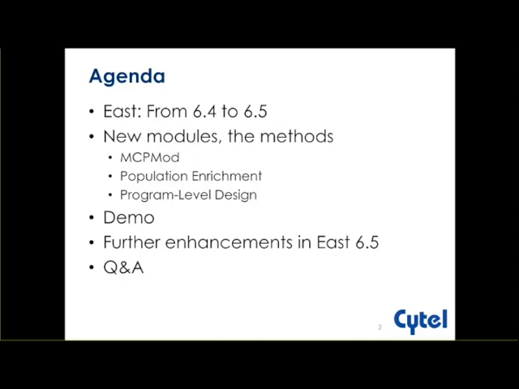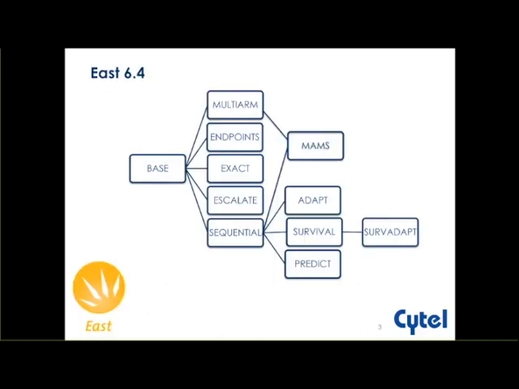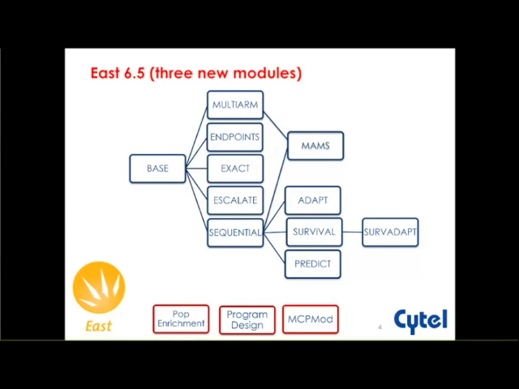So going into IST 6.4, this is the current version of our software, for which I'm sure quite a few of you are already familiar with. And this is the structure of the modules currently in IST 6.4. Within each one of these modules, there are enhancements that Charles will go over towards the end of today's presentation. But the focus of today's presentation is going to be three new modules that we have added: one having to do with population enrichment, one with program-level design, and MCPMod.